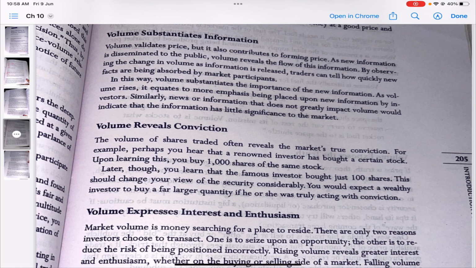The moment, let's say, Reliance got its quarterly results and they're very good, just an example. Now everybody's going to start acting on it and there will be a high volume of buying. So that is what I'm saying, that volume substantiates information.